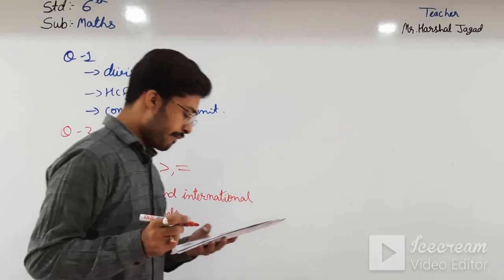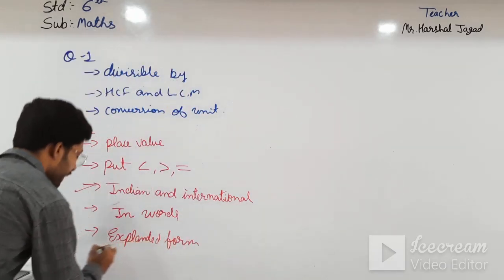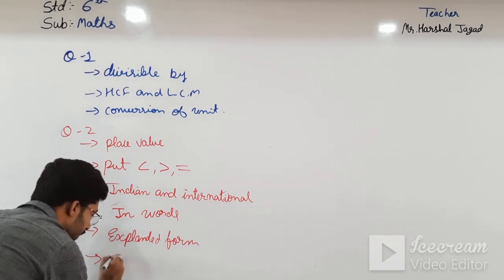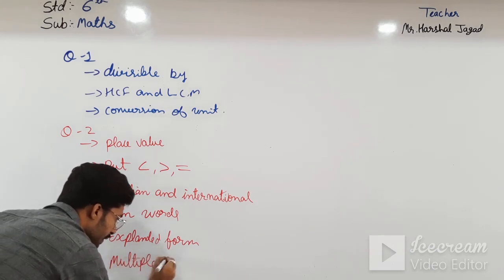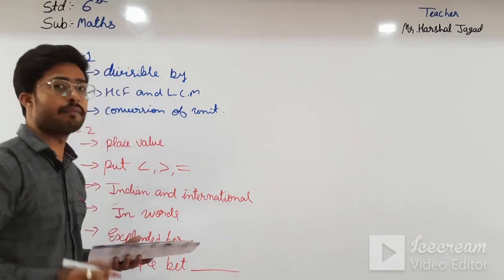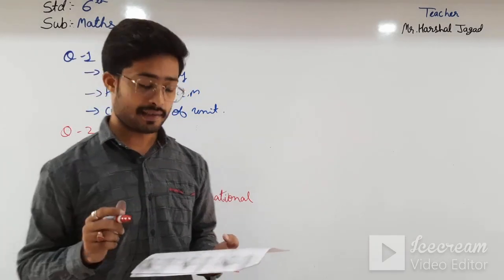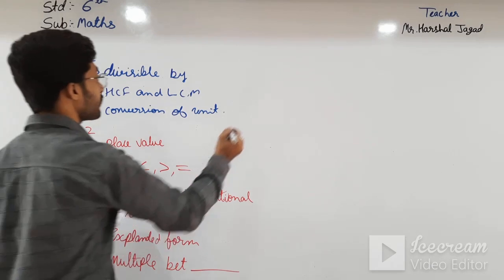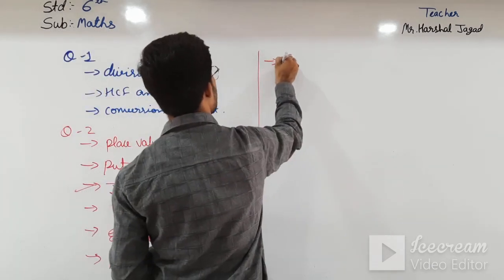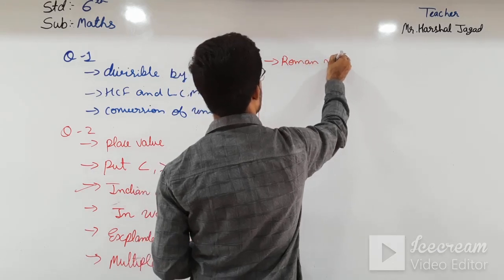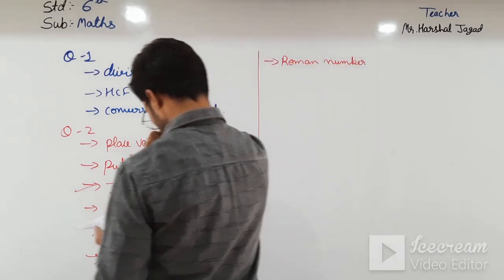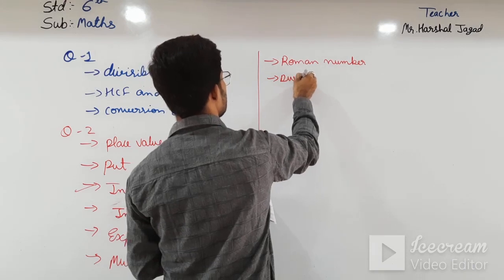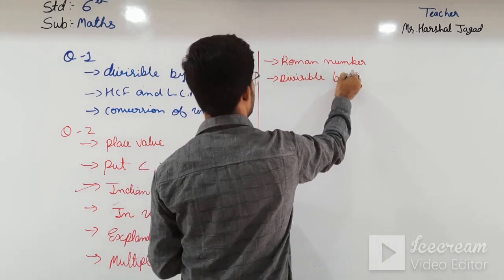And another, multiples can be asked. A number will be given and you can tell the multiples between any of these numbers. Then another that will be asked is Roman numbers. In question number 2 only, Roman numbers. Okay. Another, that is divisible by.